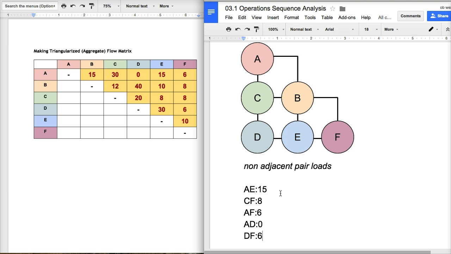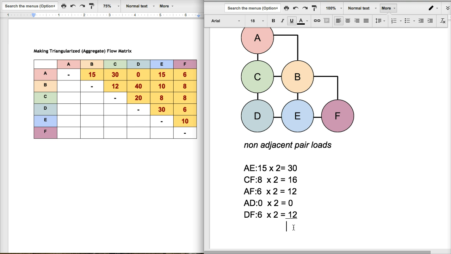Each one of those pairs again is a distance of 2 apart, so multiply them. And the result of that is 15 by 2 is 30. Next one is 16. Next one is 12. Next one is 0. And the next one is 12. And that results in a weighting for this layout of 70.